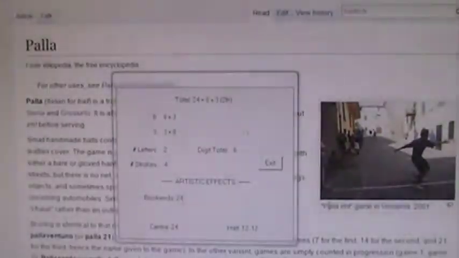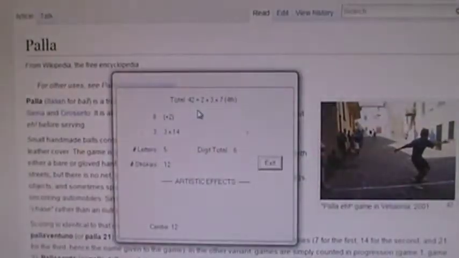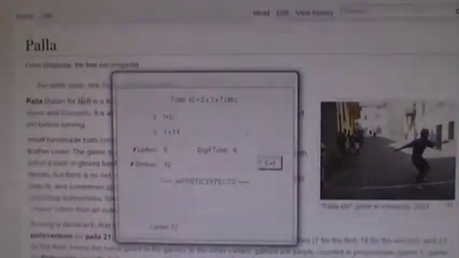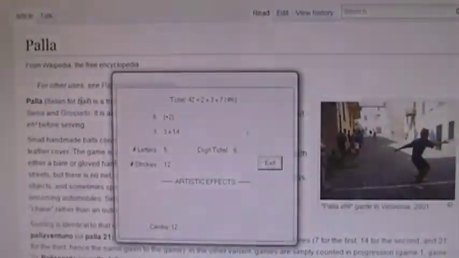Okay. Pala. Look at the... Man. There. Italian for ball. We're crossing over into Italian now.